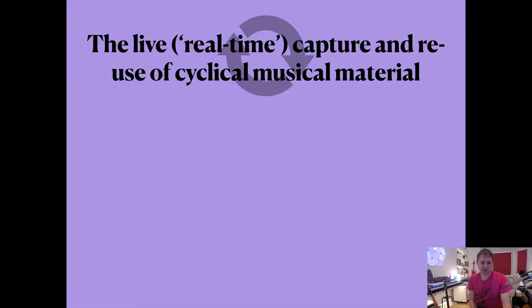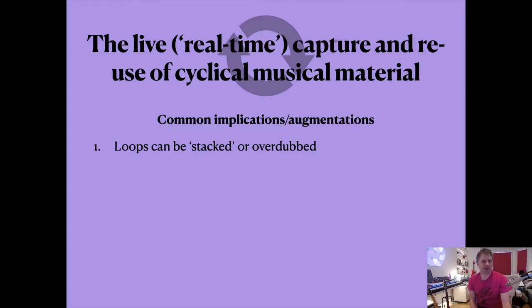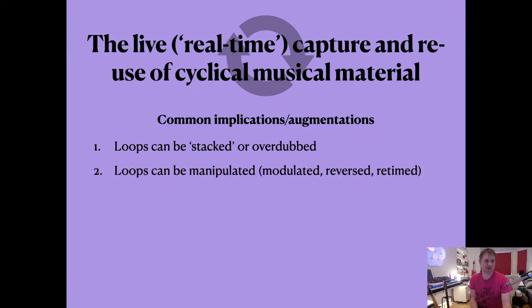Now, looping is associated with a number of common implications and augmentations to this basic definition. So we might include the idea that loops can be stacked or overdubbed. So we can have cyclical musical material, which we can then add to in some way. The loops themselves can be manipulated, their volumes changed or timbre changed, reversed or sped up or slowed down.